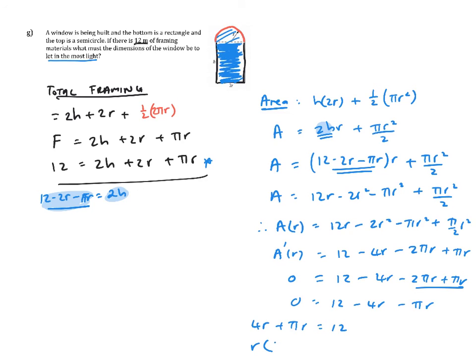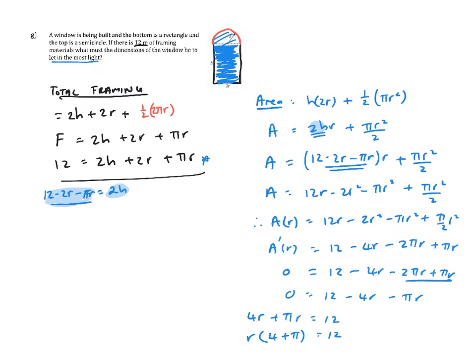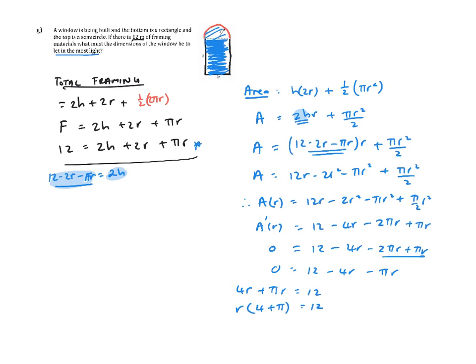Take out r as a common factor. So it's 4 plus pi. So therefore, r is going to equal 12 divided by 4 plus pi. And 12 divided by 4 plus pi is equal to 1.680, and so on. So that's 1.6802, and so it goes on.